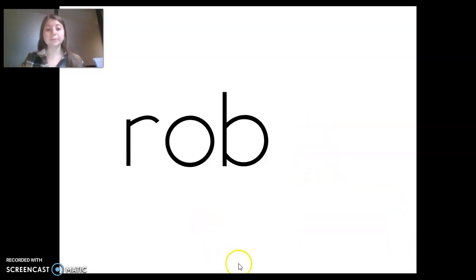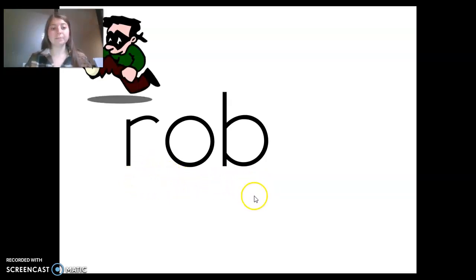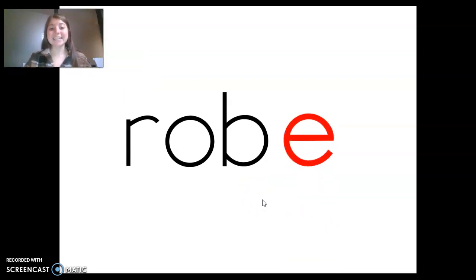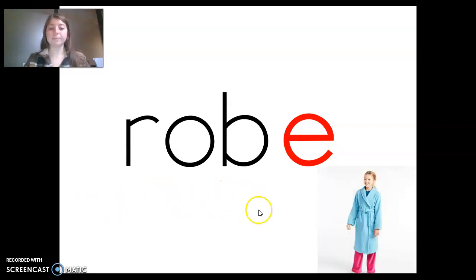Let's try another one. Again, O is in between two consonants. It's a closed syllable. O can't run away, so it's going to say its short vowel sound. Ah, r, b, rob. But what happens when I add in E? O says O now, so let's tap this out. R, O, b, robe. The girl is in her bathrobe.